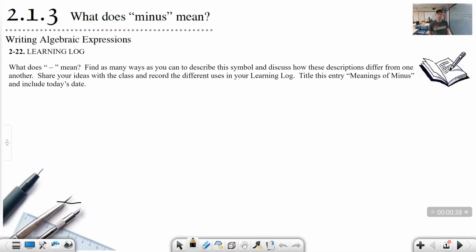Top of the page, 2-22. What does minus mean? Find as many ways as you can to describe this symbol and discuss how these descriptions differ from one another. Share your ideas with the class and record the different uses in your learning log. Now, we're just going to start 2-22 with the words meanings of minus. Okay? Meanings of minus. Now, you should be able to brainstorm a couple right now. Pause the video and brainstorm a couple of them.